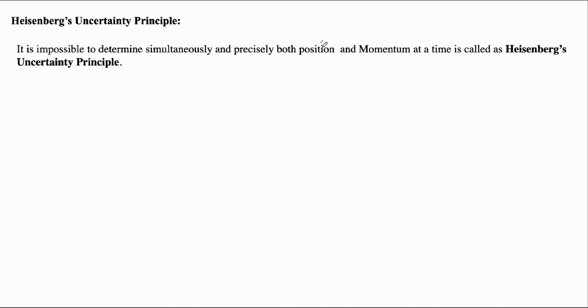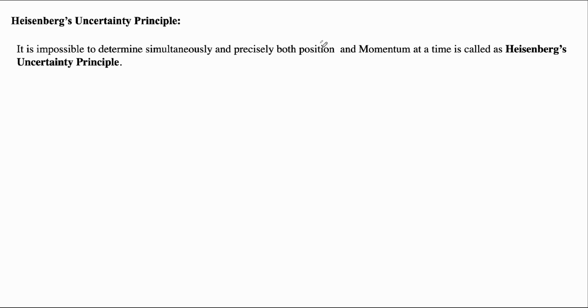Welcome to VTU Physics. In this video, we will start with the Heisenberg uncertainty principle definition. Then we will continue with physical significance and the important topic called application of Heisenberg uncertainty principle. So let us see the definition for Heisenberg uncertainty principle. It is impossible to determine simultaneously and precisely both position and momentum at a time, which is called the Heisenberg uncertainty principle.